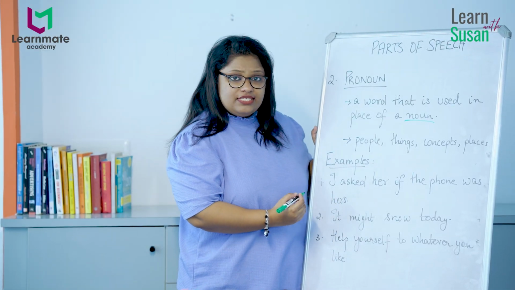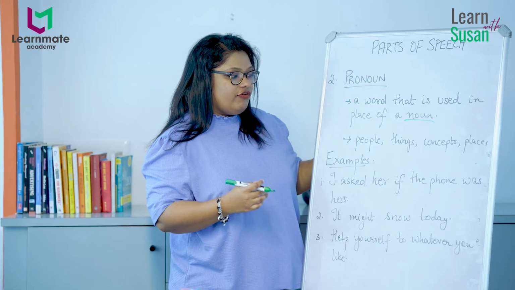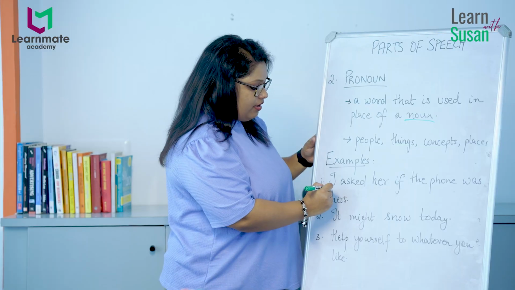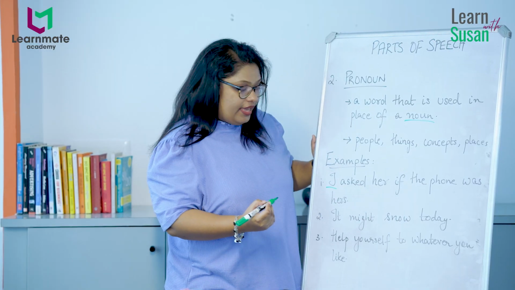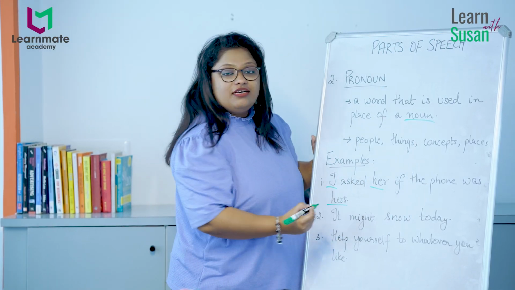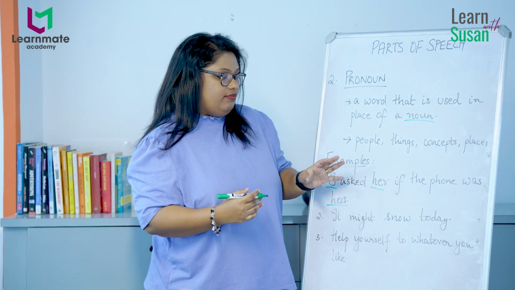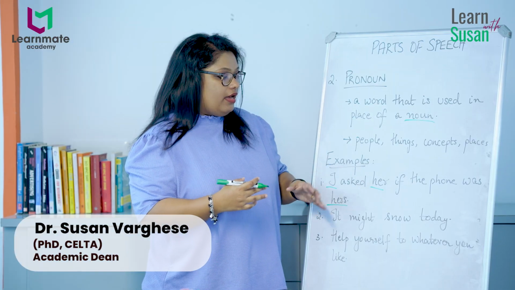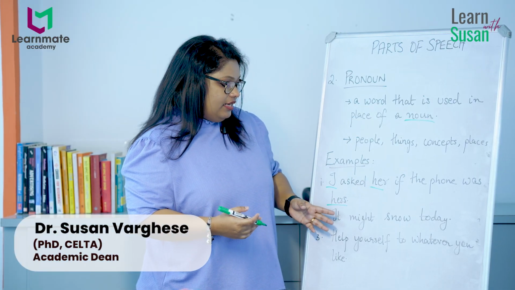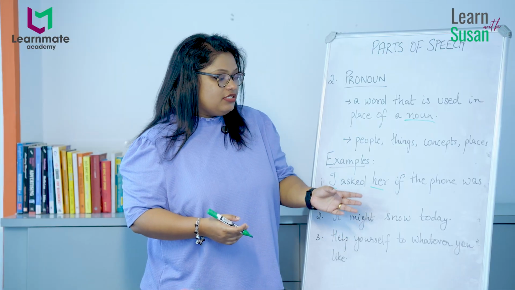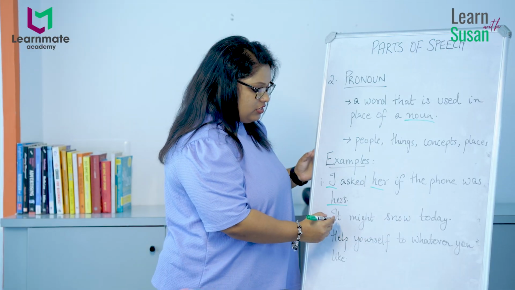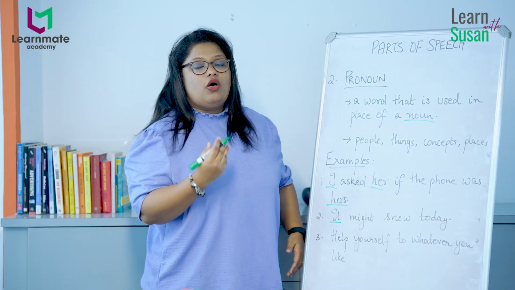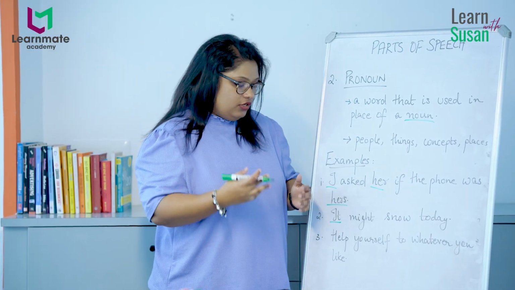So the first sentence here, I asked her if the phone was hers. So if I'm asked to underline what are the pronouns: I, her, and hers. So this is how we use pronouns differently to explain a concept in each sentence. Then the next sentence, it might snow today. So instead of using any other nouns, we simply use it to talk about the chances of snowing today.